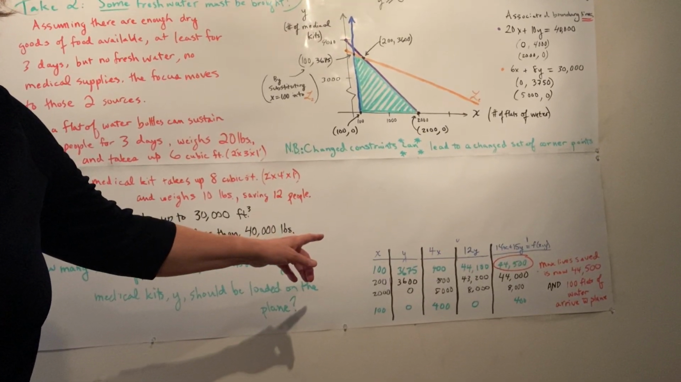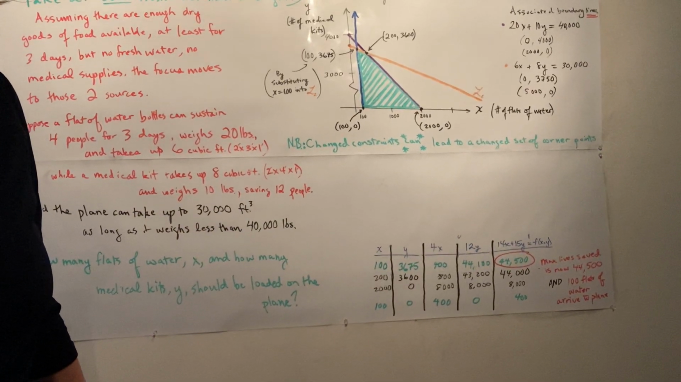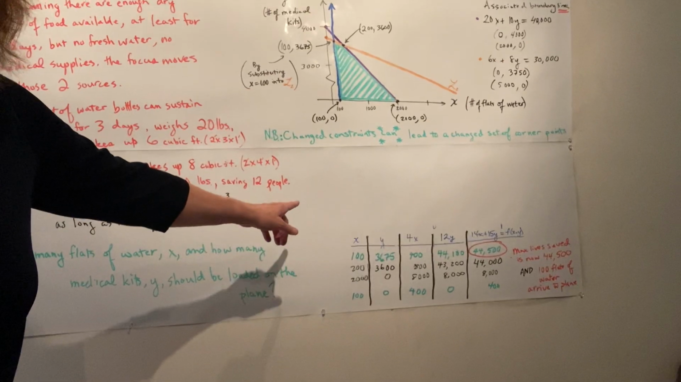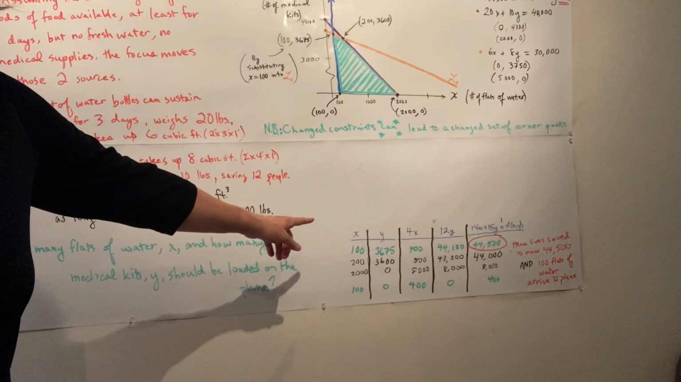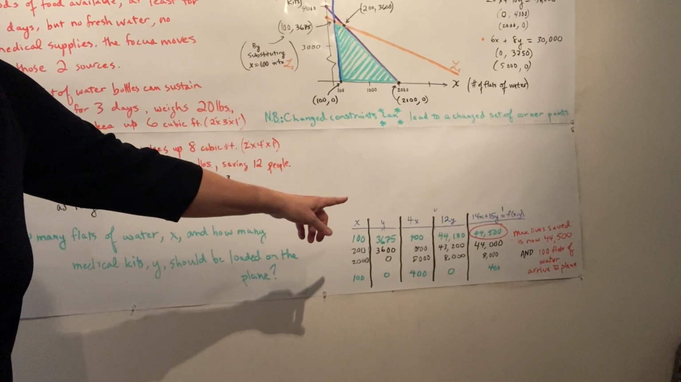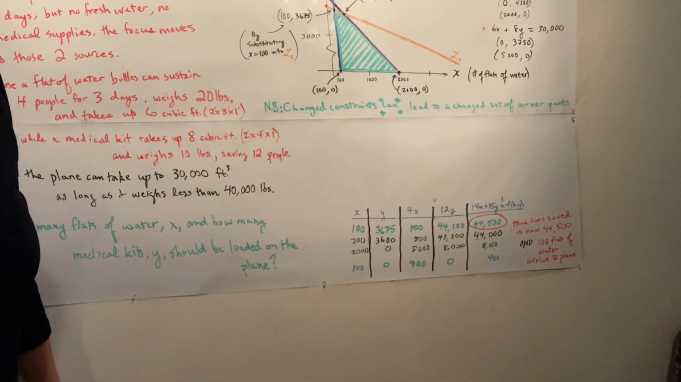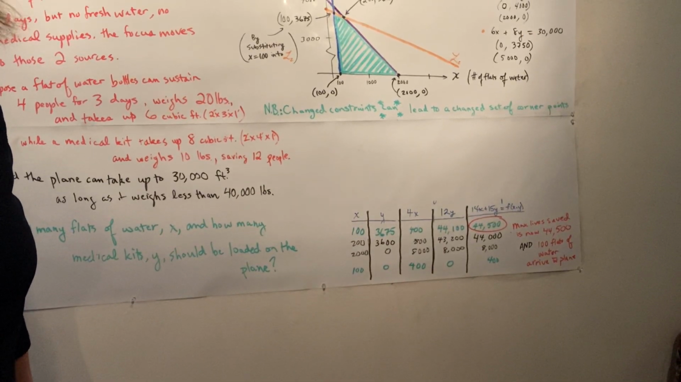Now, the maximum number of lives saved is 44,500. It includes the 100 flats of water that the new constraint forced us to put in there. And also, we're going to put in there 3,675 medical kits.